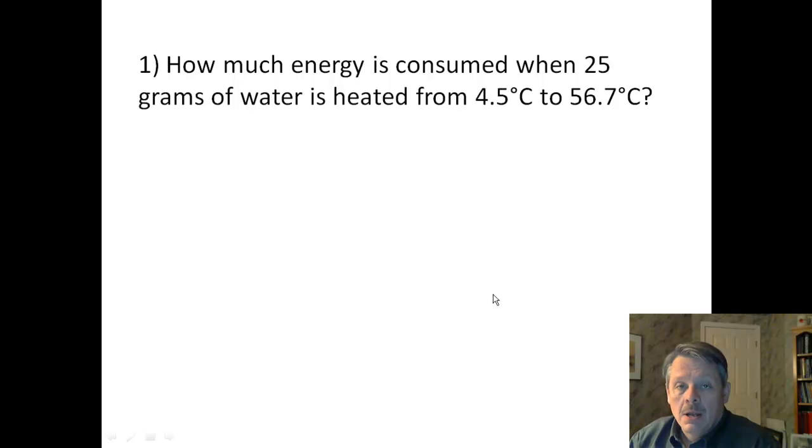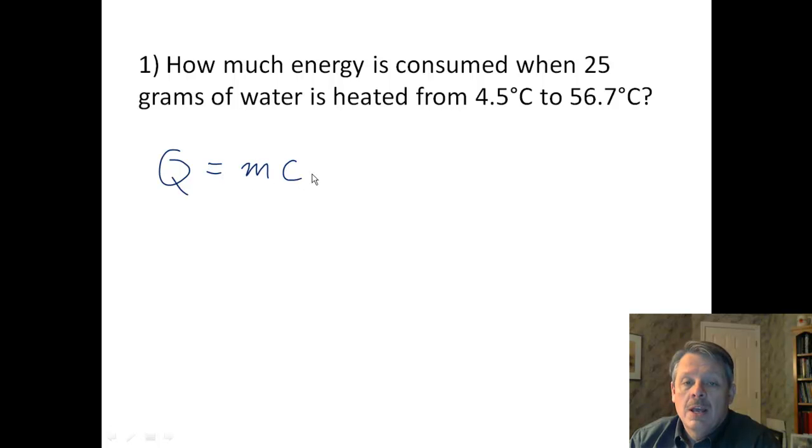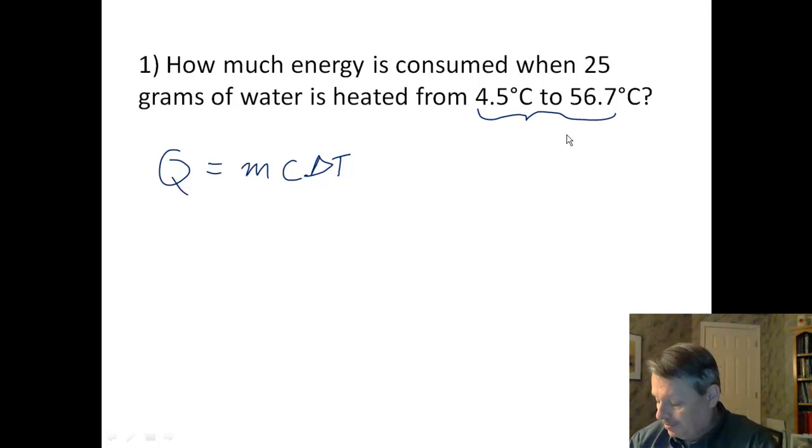All right, so how much energy is consumed? Well, remember, we're measuring energy in joules, and that's Q. And Q equals mc delta T. So how much is my delta T? Well, my delta T here is simply going to be 56.7 minus the 4.5. So it's going to be 52.2 degrees Celsius. So that is my delta T as I'm doing this particular problem.